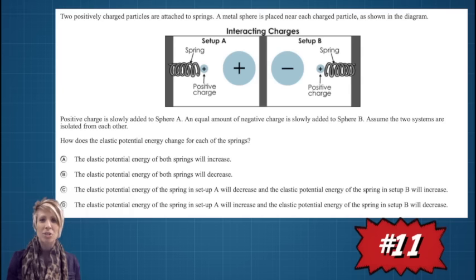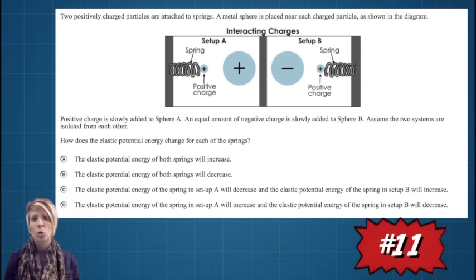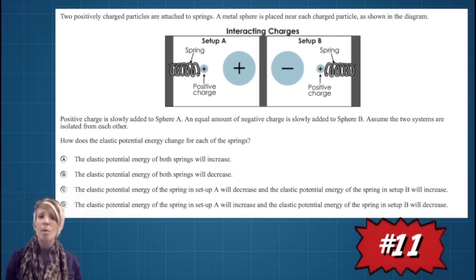Before you can answer this, you have to make sure that you know that opposite charges attract. So a north and a south pole attract, or a positive and a negative charge attract. And then like charges repel. So two positives would repel, two negatives would repel. So knowing that, how is the spring going to react when you have a small positive charge next to a big positive charge in setup A? How is the spring going to act in setup B, where you have a big negative charge next to a small positive charge? Are the springs going to get bigger, or are they going to condense down? If they're stretched more, they're going to have more elastic potential energy. And if they're compressed more, they're going to have more elastic potential energy. So knowing that, take a look and pick your best answer.